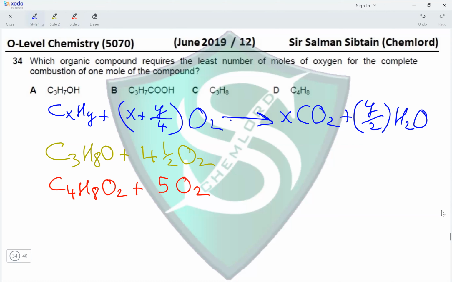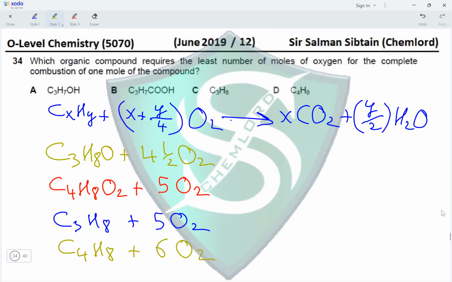In the third case, we've got C3H8 only. So C3H8 gives us 3 plus 8 upon 4. 8 upon 4 is 2. 3 plus 2 gives us 5 moles of oxygen. And in the last case, C4H8, we have 4 plus 8 upon 4. 8 upon 4 is 2. 4 plus 2 is 6. 6 O2. So now we have calculated the moles of oxygen needed for the combustion of each of the given options.